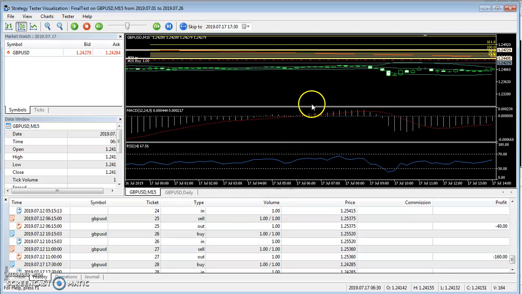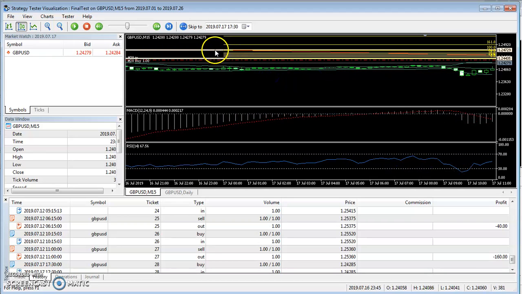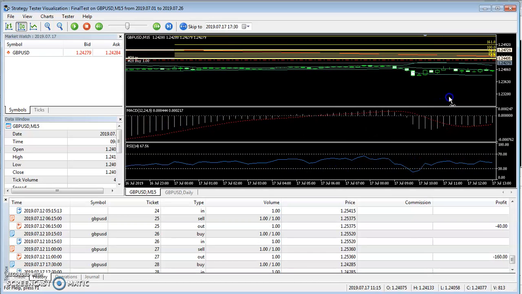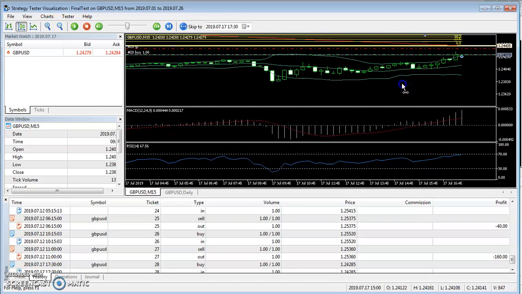Alright, so moving on to our next example, we're in July 17th now. We can see in white the resistance line, the support line, and the Fibonacci line. But the trend seems to be just below the support line.